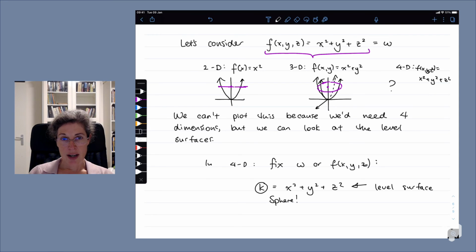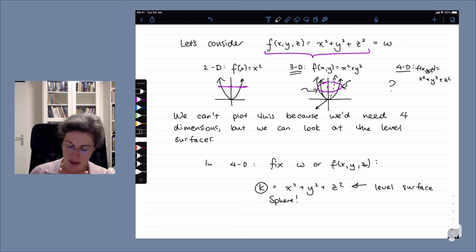So now we're thinking about our level surfaces rather than the level curves that we were thinking about when we were in 3D. But we're in 3D when we think about the spheres because they're surfaces. When we were in 3D and we had a surface, we found the level curve. When we're in 4D, now we find the level surface. So we're visualizing in 3D, but what we're looking at is the level surface. We're not looking at the function itself, because we can't.